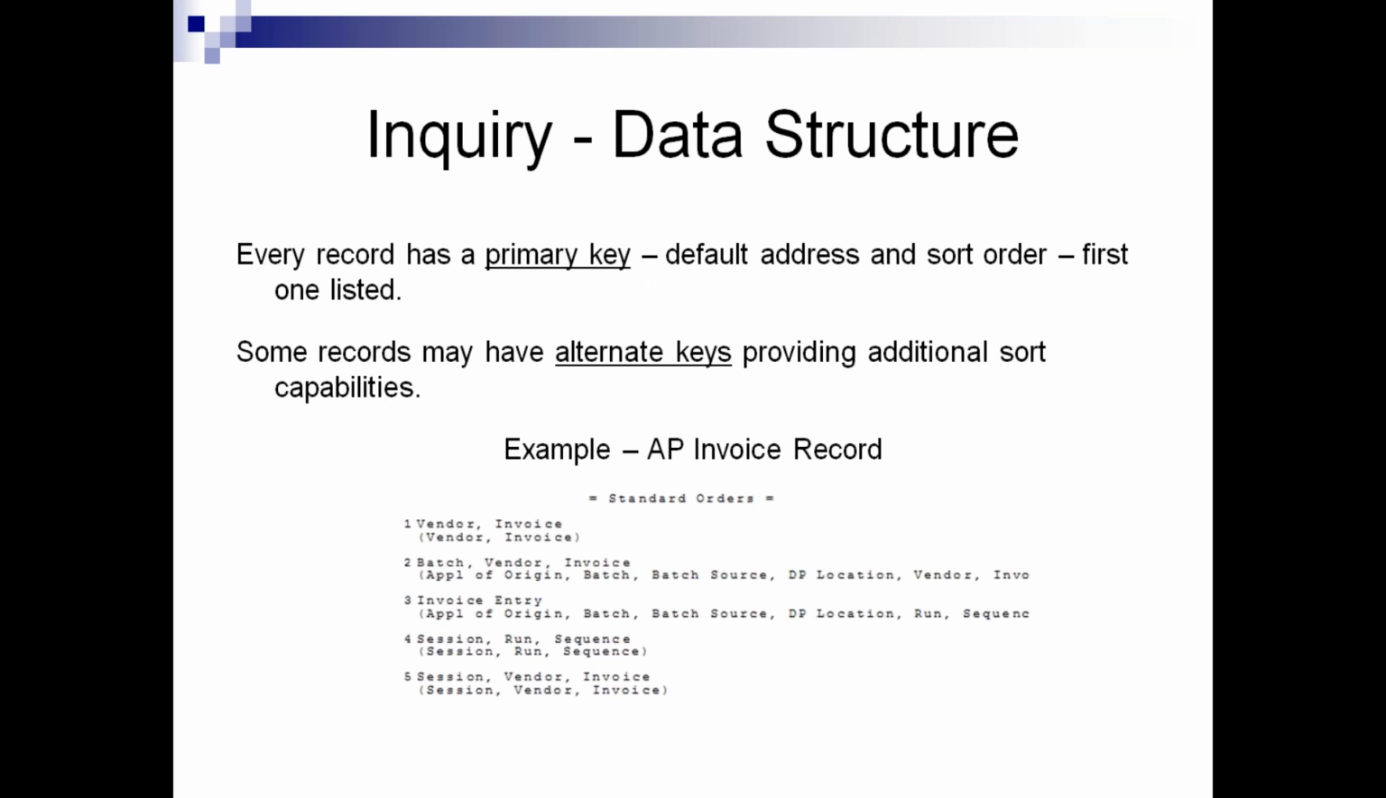So we've kind of talked about this a little bit. Every record has at least one primary key. It'll be the first one listed at the bottom of the data dictionary. And then some have alternate keys or secondary keys that you can use depending on where you are in the inquiry.